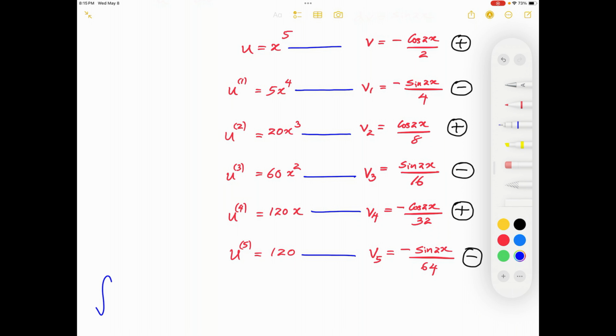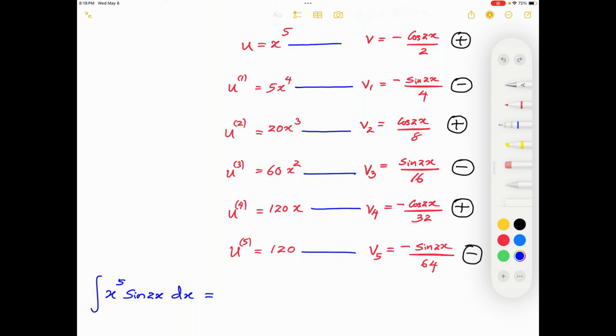Alright, with all these things in mind, now we can write down our final answer. The question given was the integral of x raised to the fifth power times sine 2x dx. The answer begins by multiplying the first u and the first v, and by distributing the first sign. For the first product between u and v, u equals x to the 5 and v is equal to negative cosine 2x over 2. And the sign to be distributed is a plus sign. Therefore, the first term will be equal to negative x to the fifth power times cosine 2x divided by 2.